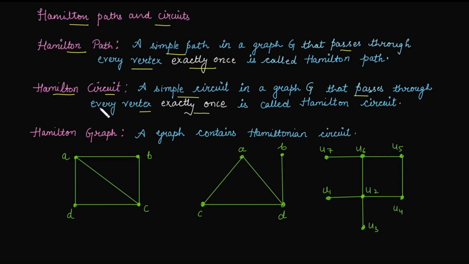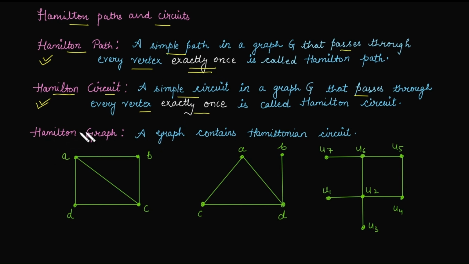In both terms, we need to cover each and every vertex exactly once. But if in a path the end points are different, then it is called a Hamilton path, and if the end points are the same, that is called a Hamilton circuit. There is no need to cover each and every edge in this case. We just need to cover each and every vertex but once.